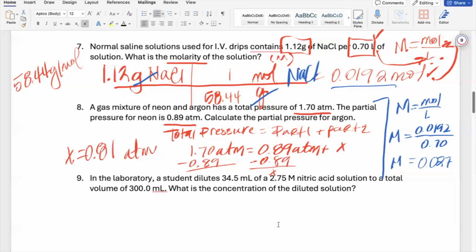The one that you're looking for is called partial pressure. So when you see something on the test that talks about partial pressure, that's this problem here. Any questions?